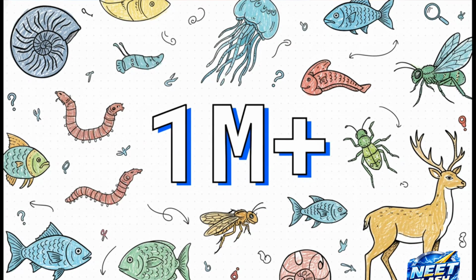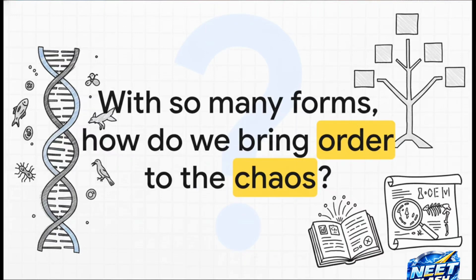I mean, the numbers are just staggering. Biologists have described over 1 million distinct species of animals, and that's just what we've found so far. There are countless more out there waiting to be discovered. It is just this vibrant, incredible explosion of different shapes, sizes, and ways of life. And that just begs the question, right? How in the world do you make sense of all that?